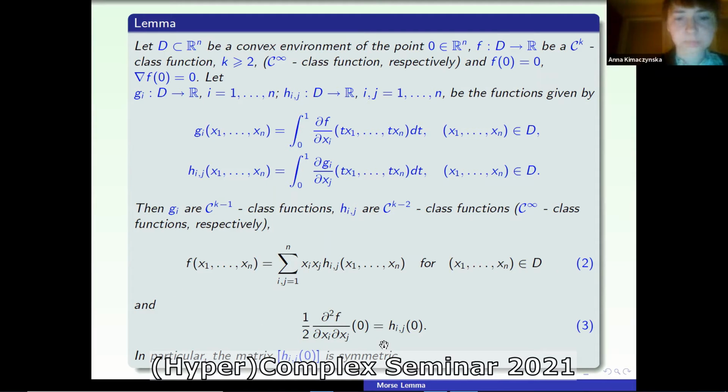Also, one half of the second derivative D squared f over dx_i dx_j of 0 is equal h_ij of 0. In particular, the matrix h_ij of 0 is symmetric.